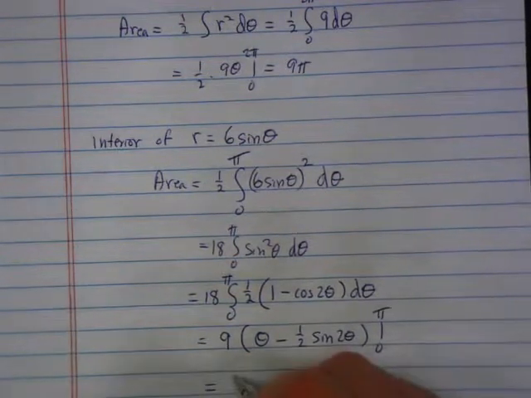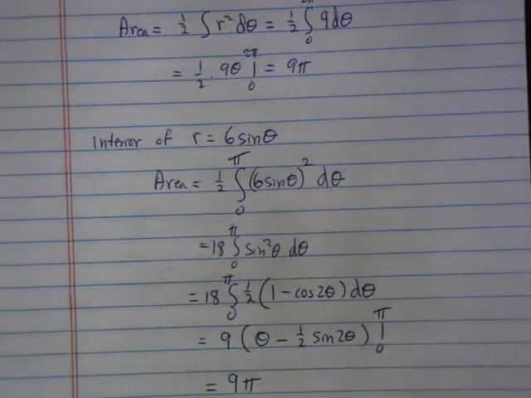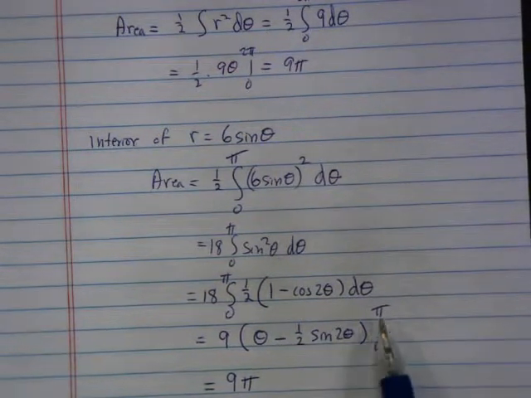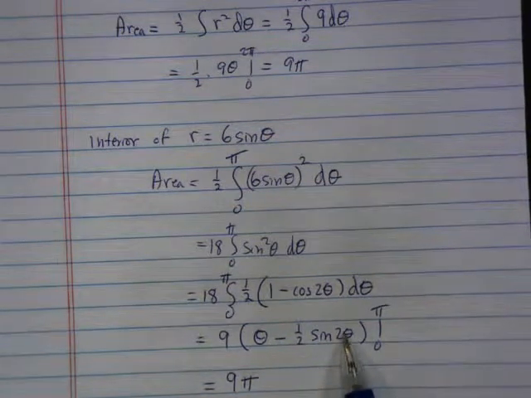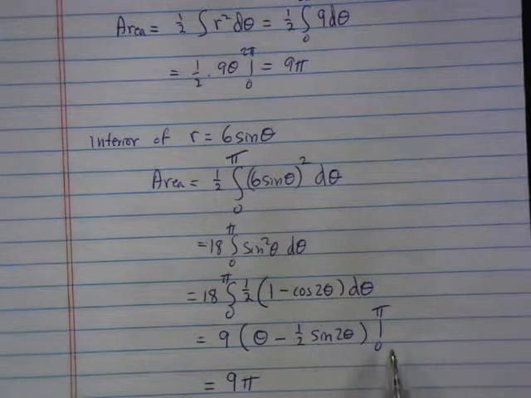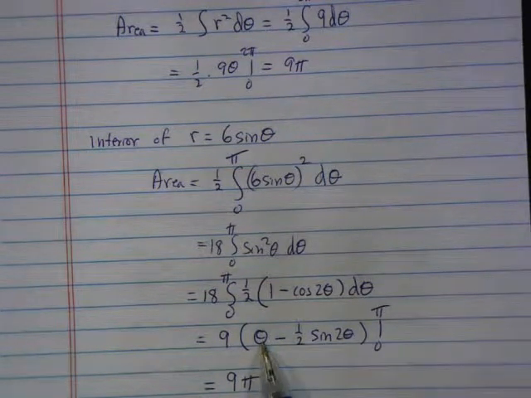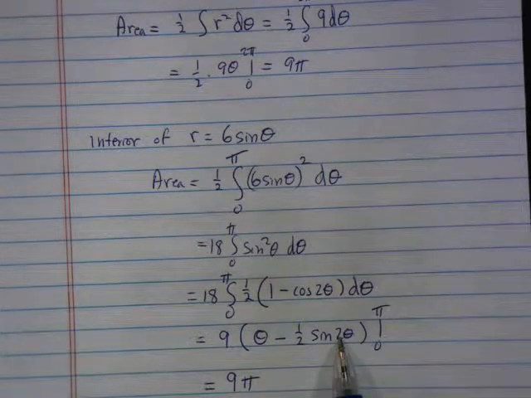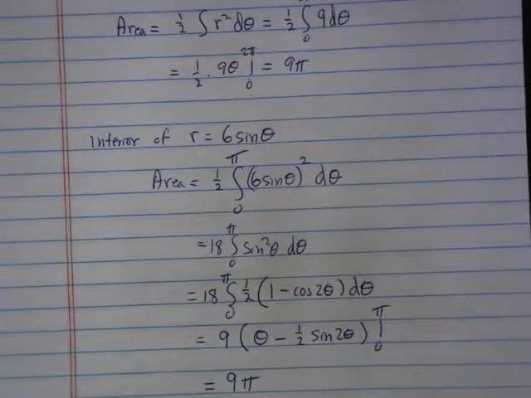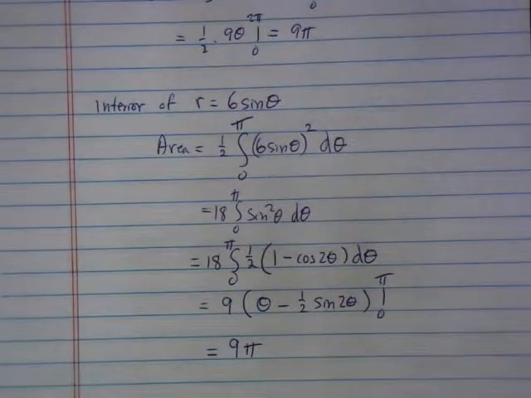I plug pi in, I get 9 pi, and sine of 2 pi is 0. So that's just going to be 9 pi minus, when I plug 0 in, I get sine of 0, which is 0. So when I plug 0 in, I get 0 for the whole thing. So it looks like my final answer is 9 pi.